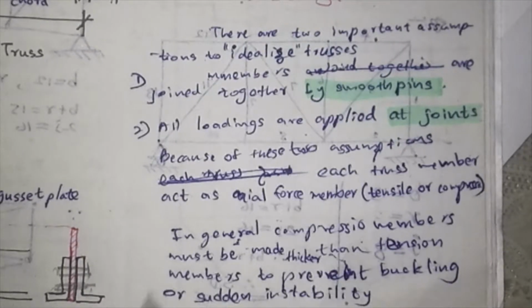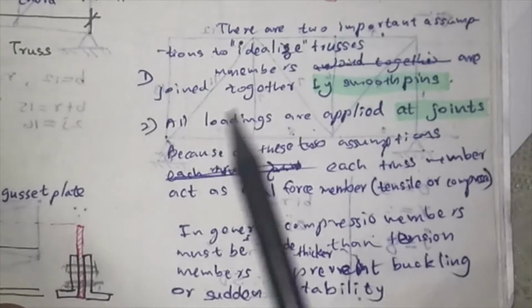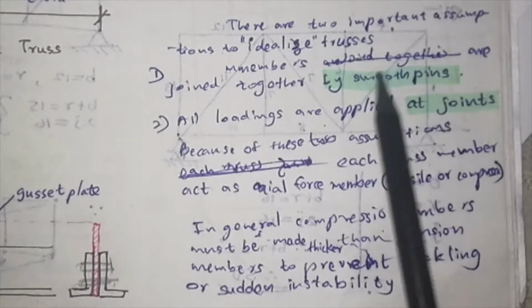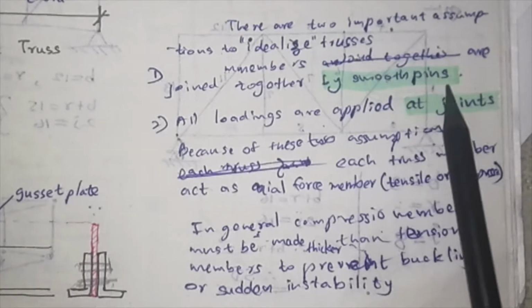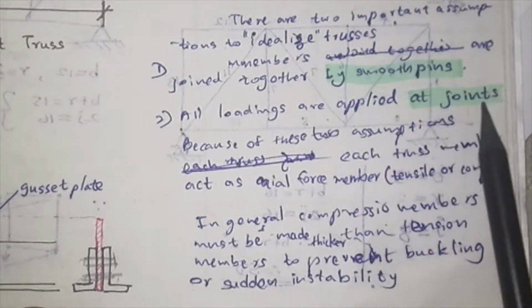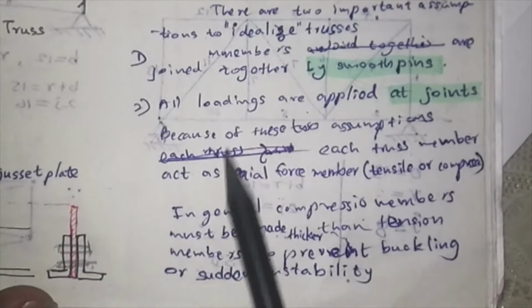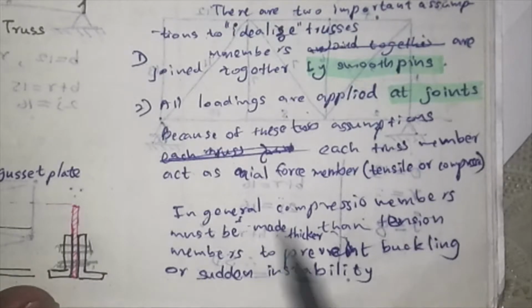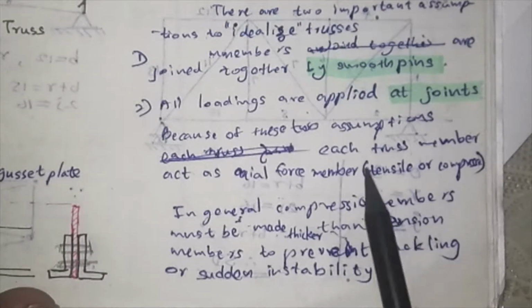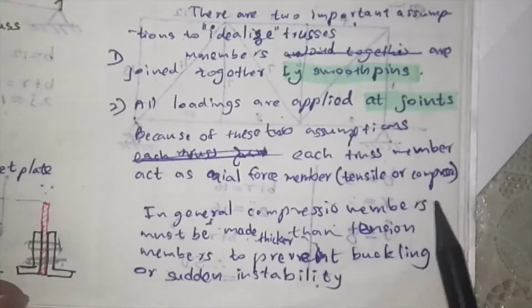So what are the assumptions? There are two important assumptions to idealize the trusses. The first one is that members are joined together by smooth pins. It can definitely be considered. And the second one is that all loadings are applied at joints, only at joints. Because of these two assumptions, each truss member acts as an axial force member, that means tension or compression.